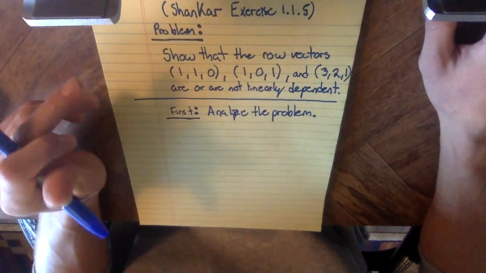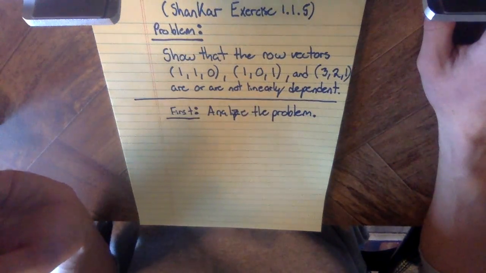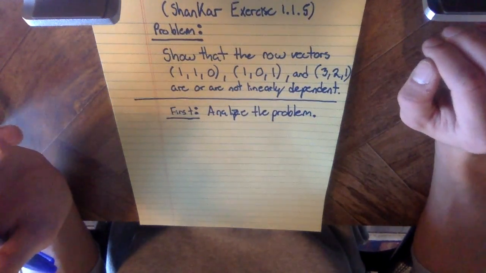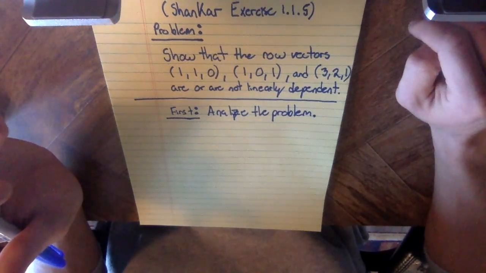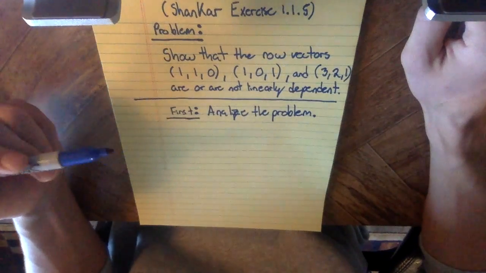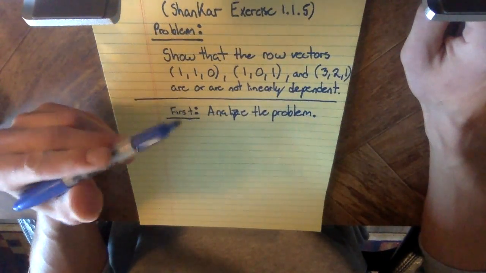We'll begin by breaking down the problem by each step, so that after you watch this video you can better understand how to solve these problems on your own, because what good is just knowing the answer? Our first step is to analyze the problem. So we see that it said row vectors and not column vectors.